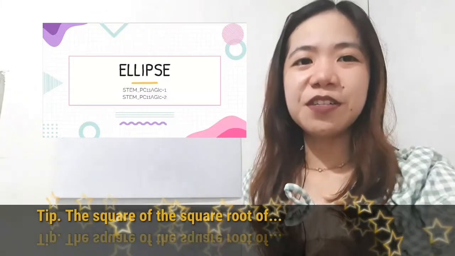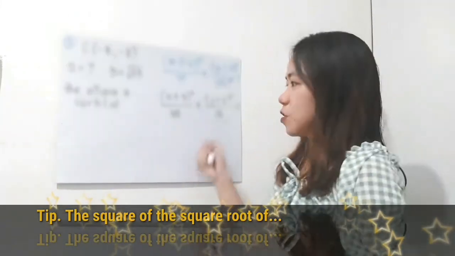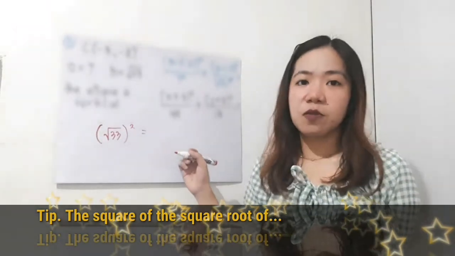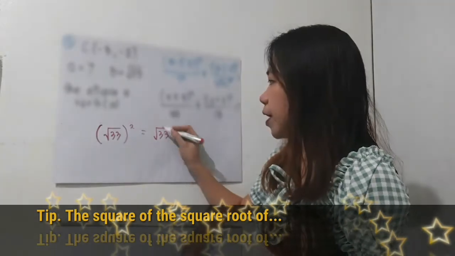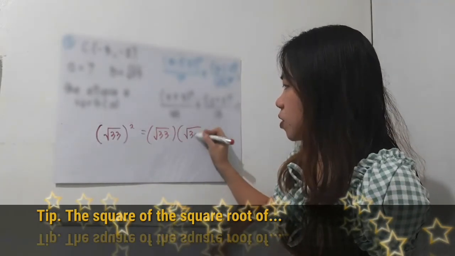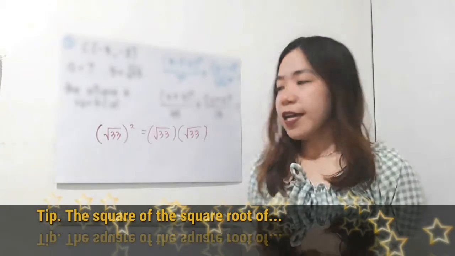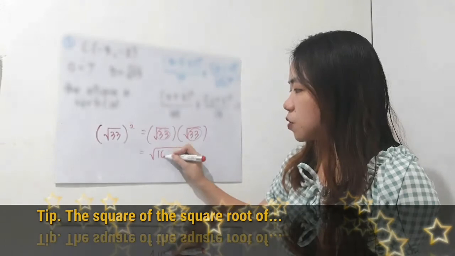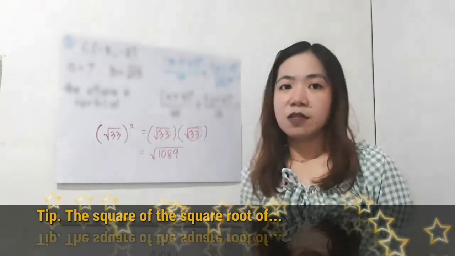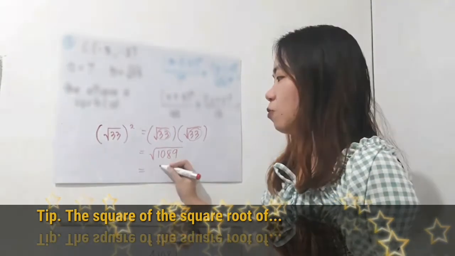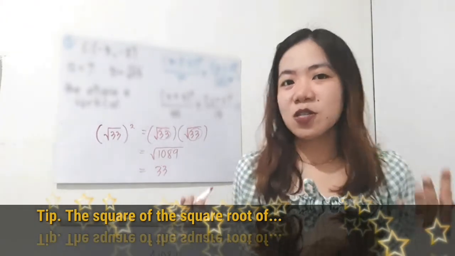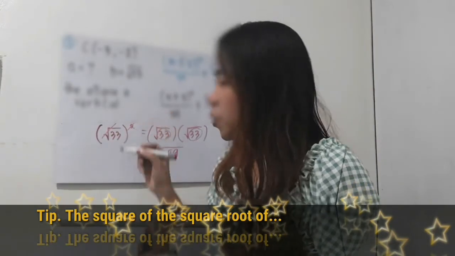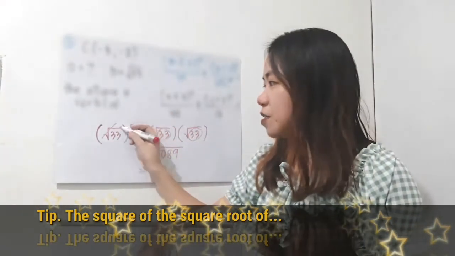Just for clarification, when we have the square of the square root of 33, what we actually do, if we take it step by step, is multiply the square root of 33 times itself, the square root of 33, and then multiply these numbers. 33 times 33 will give us 1089, and then get the square root of 1089, which is also 33. So as a shortcut, whenever you see a square root and its square, just cancel, and the answer is the number itself.